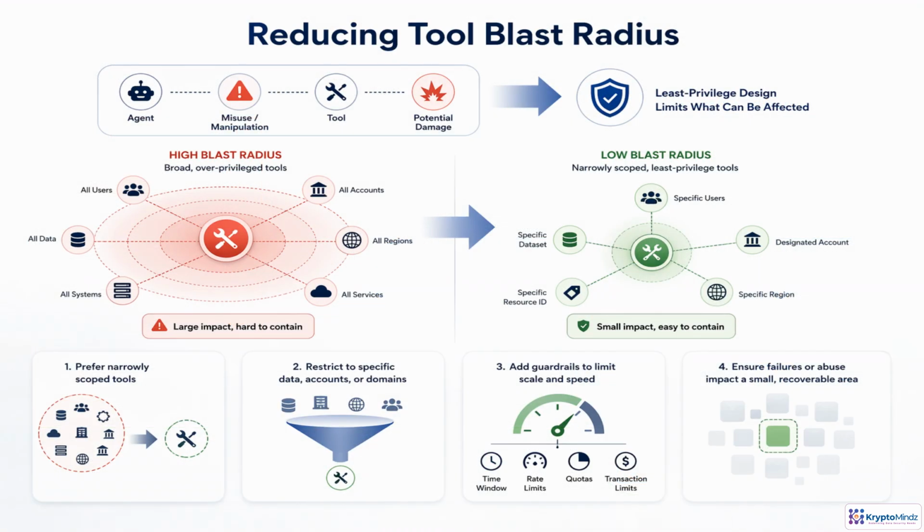Every tool has a blast radius. If the agent is tricked, how much can it damage? Reduce that radius with least privilege. Build specific tools for specific jobs, not one tool that can touch everything. Bind each tool to allow datasets, accounts, regions, resource IDs, or business domains. Then add guardrails, rate limits, quotas, transaction caps, and time windows. The goal is not just preventing failure. It is making any failure small, contained, auditable, and easy to recover from.